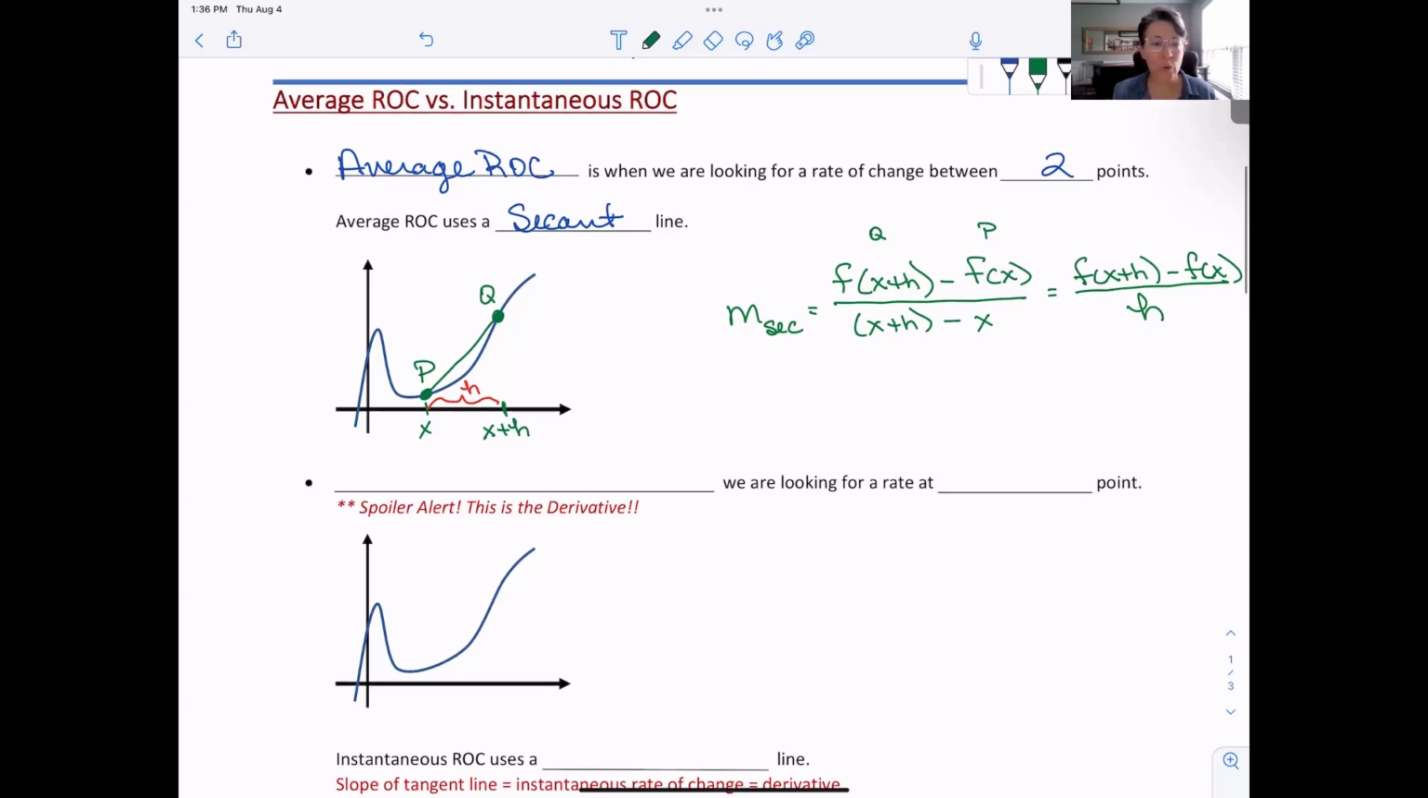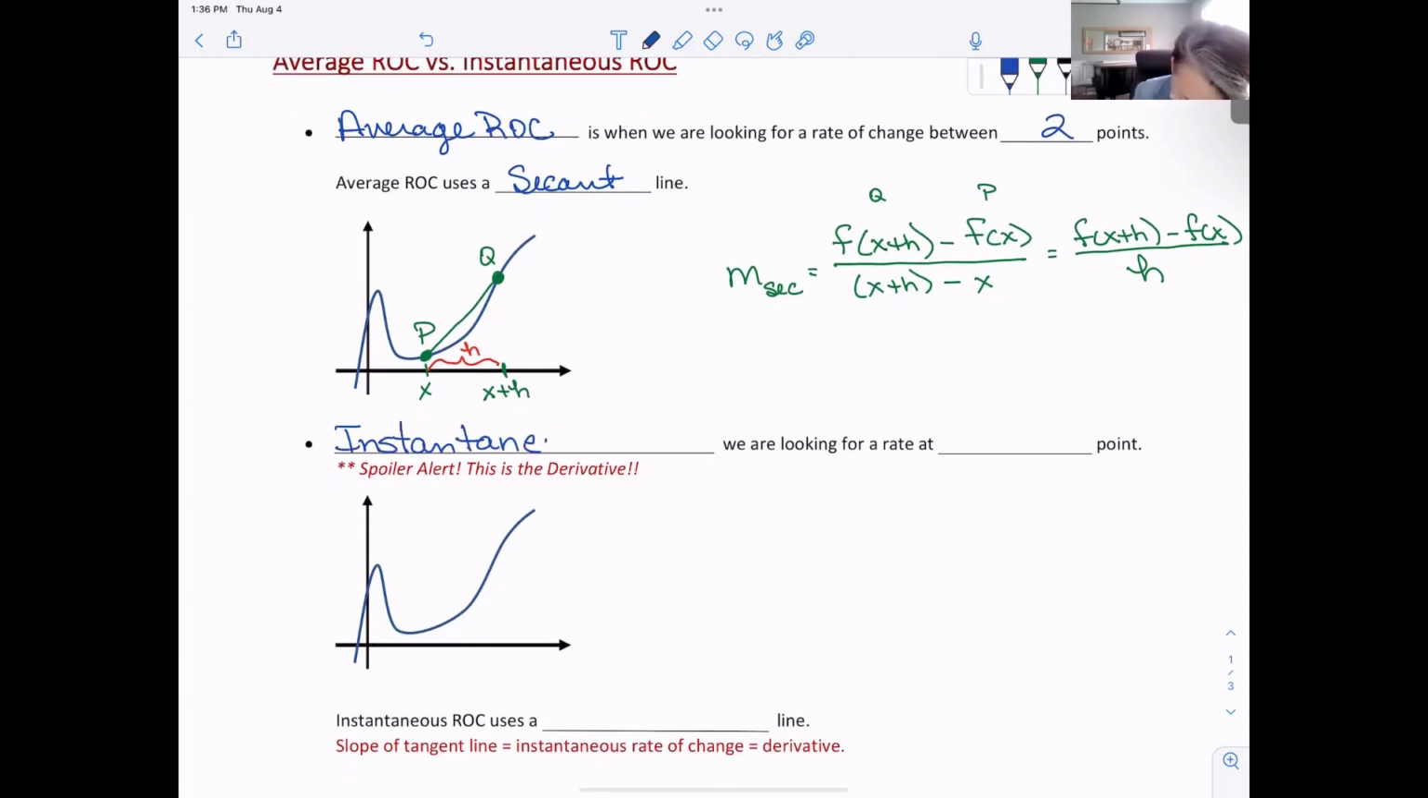So here's what we're doing for an instantaneous rate of change. We are looking for a rate at a single point, or just put in the number 1, at a single 1 point. And spoiler alert, this is actually the derivative. The derivative is the slope at a single point. Let's talk about what that means. Let's put back in our P at x and our Q up here at x plus h. And remember this distance here we called h.